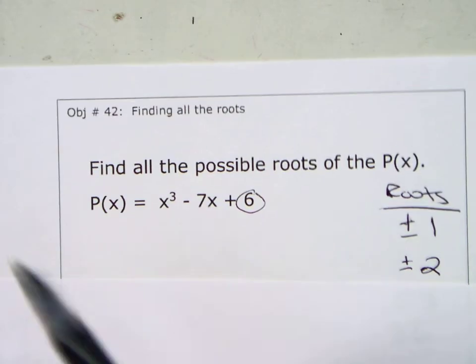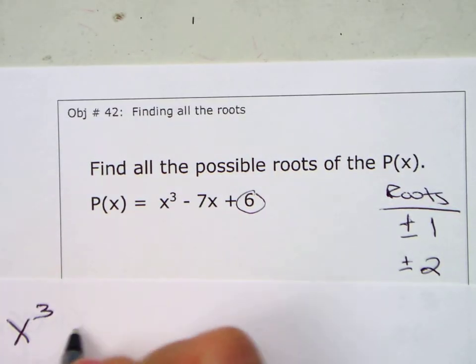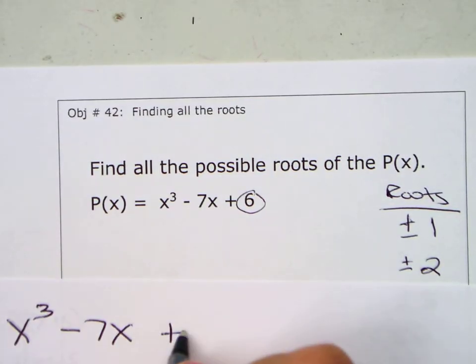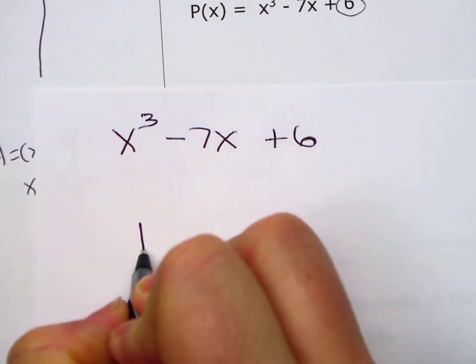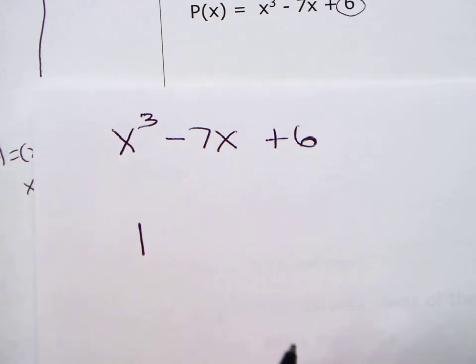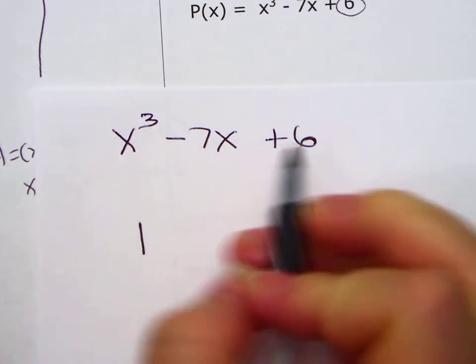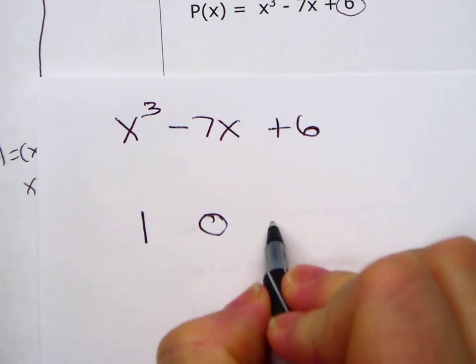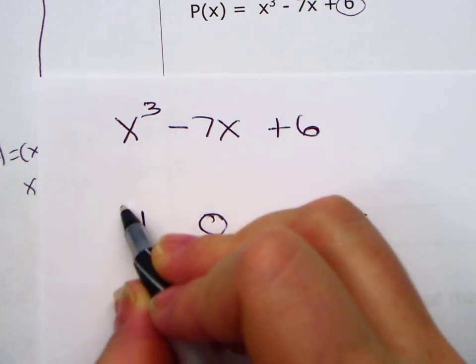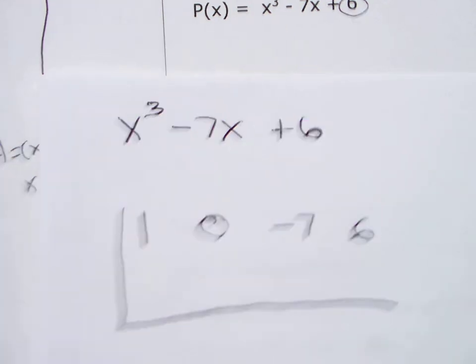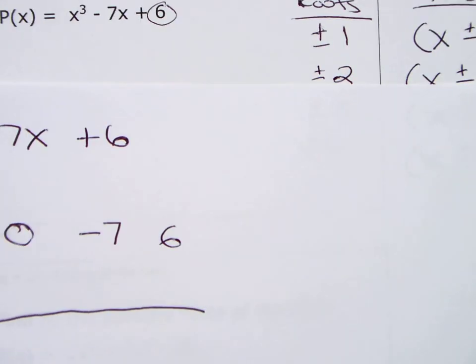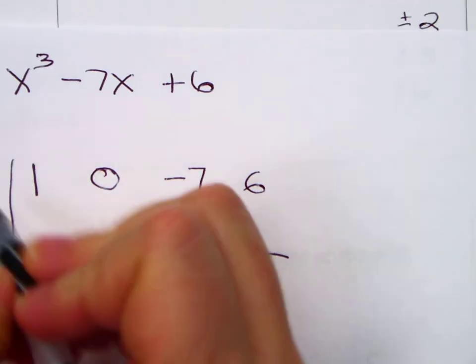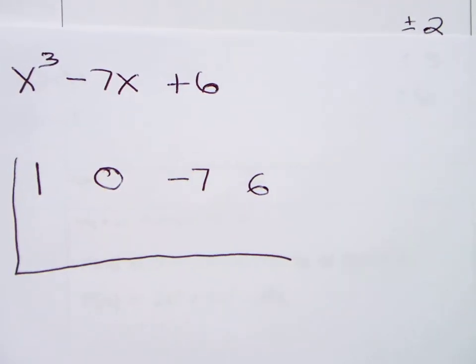All right, so I have x cubed minus 7x plus 6. Can you see what I'm doing? We're going to do synthetic division. What are my coefficients? 1, negative 7? No, remember, you're skipping x squared, so we need a 0 in there: 1, 0, negative 7, and 6. And then we're going to put one of these numbers on the outside. I start with 1. You don't have to start with 1, but I like to start with 1 and work my way up. So I'm going to put a 1 on the outside.